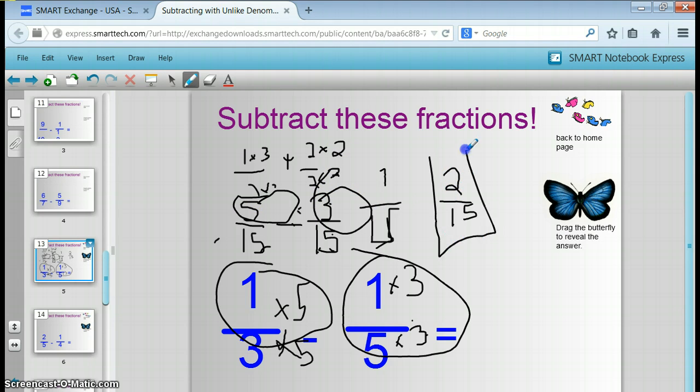The point of this whole video is to remember that when you add and subtract fractions, you have got to get a common denominator before you add or subtract. Get that bottom to be the same. If it's the same, you're good to go. If it's not, you have to make it the same.